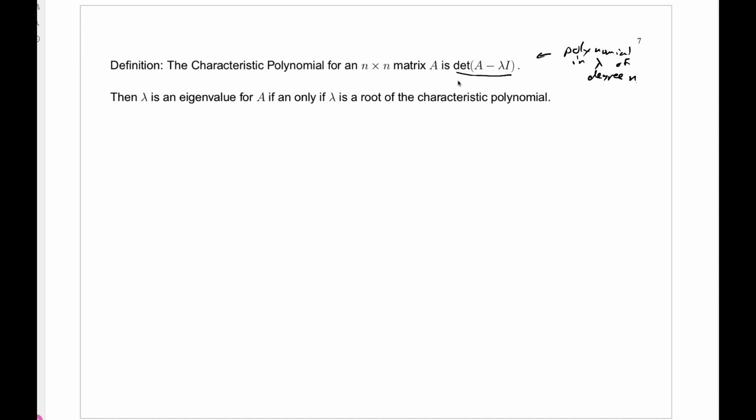So the characteristic polynomial of an n by n matrix is just an nth degree polynomial in lambda, and lambda will be an eigenvalue for A precisely when this determinant is 0, which means exactly that lambda is a root of the characteristic polynomial. That number lambda makes this determinant equal to 0.